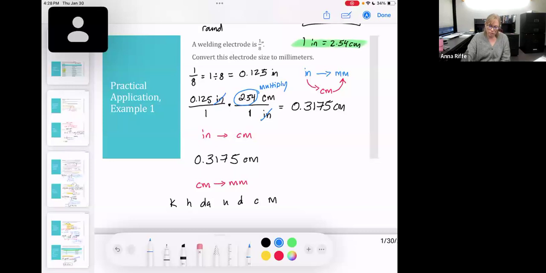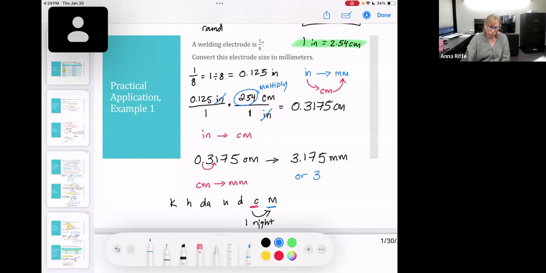We start with centimeters, which is here. And we move just one space to the right to millimeters. So we're going to go 1 right. So in my centimeters above, I'm just going to go 1 to the right there, which means my final answer is 3.175 millimeters, if you want to write it exactly.